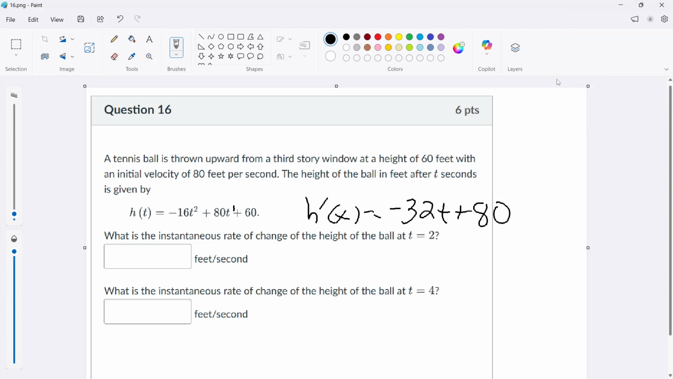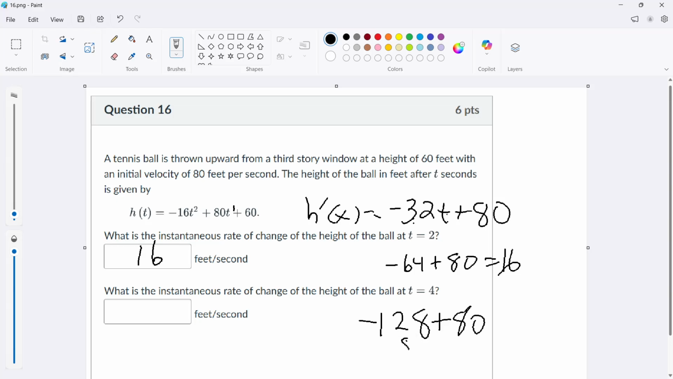What is the instantaneous rate of change of the height of the ball at t equals 2? Well, let me plug in 2. Negative 32 times 2 is negative 64, plus 80 equals 16. So it's changing at 16 feet per second. For rates of change, I plug into the derivative, where t is 4. Negative 32 times 4 is negative 128, plus 80 is going to be negative 48. So now it's going down, negative 48 feet per second.